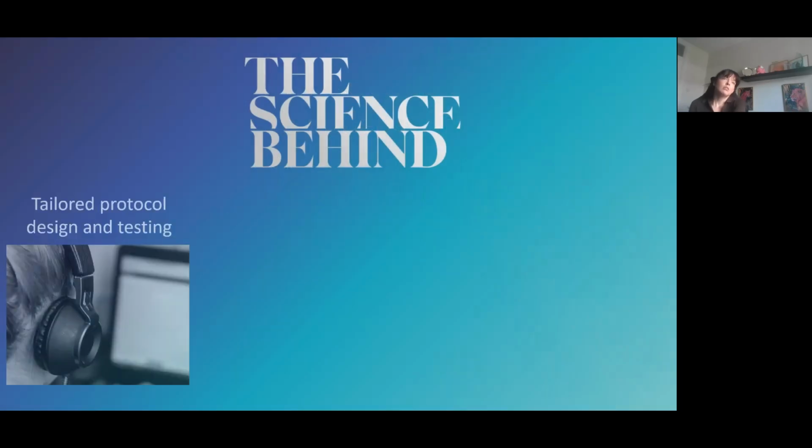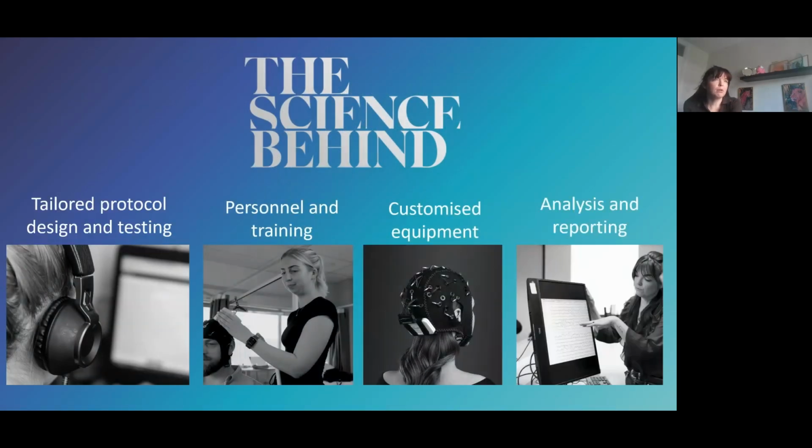So overall, the science behind can really help you implement EEG in your trial from start to finish, or we can tailor our involvement to suit your needs. So we can provide any or a combination of the following. As I mentioned, we can generate tailored protocol designs. We can also test those protocols to ensure that they can be fluidly delivered in the time frame that you need. We can also provide directly the personnel to record the data, or we can provide training of your local personnel to implement these protocols.